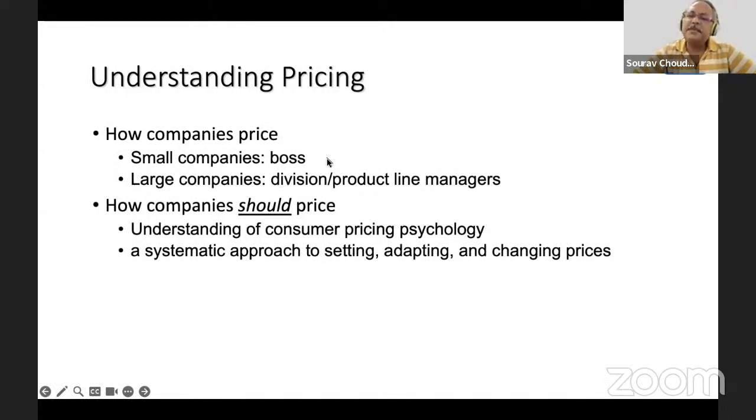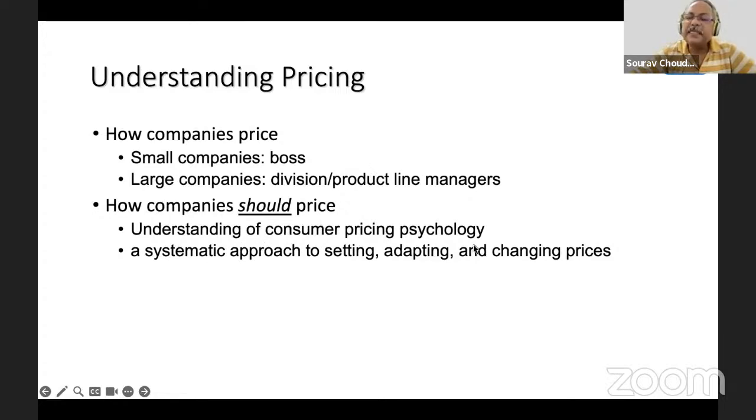Understanding pricing, how companies price. Small companies, boss decides the price. एक ही boss होता है, वो decide करता है इतने में बेचूंगा. Large companies, there are divisions, products, line managers. The company's marketing department, along with the finance people, sit together in that division, that product line manager sits together and decides on the pricing. They do the whole costing and then they decide on the pricing. These are not very ideal ways. Boss price decide kar raha hai, product line manager price decide, not a very ideal way.